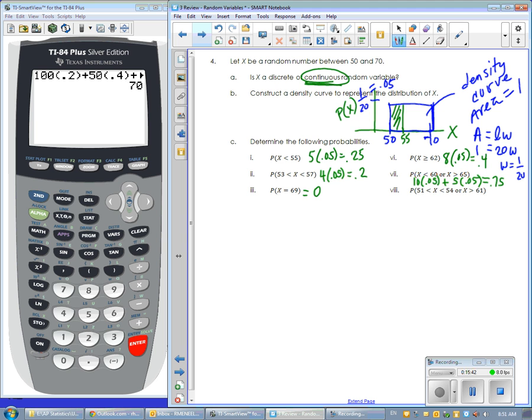And then lastly, we're looking at x between 51 and 54. That's going to be 3 times 0.05. If it's an or, we know there's no overlap. X is greater than 61 is going to be 9 times 0.05. And that is 0.6.